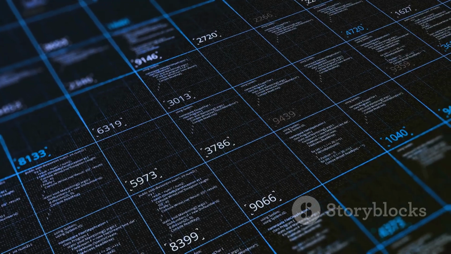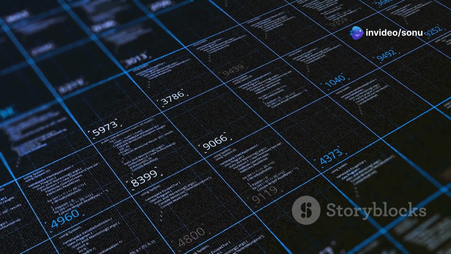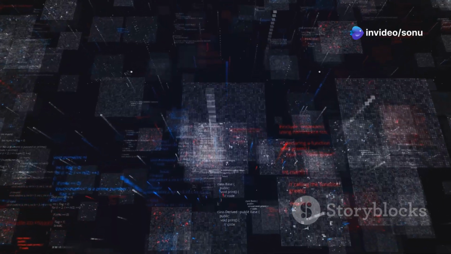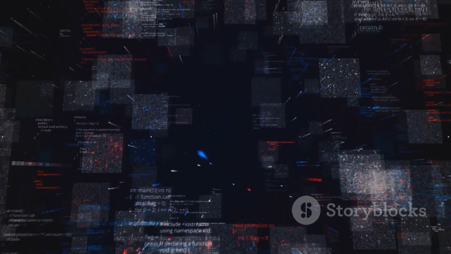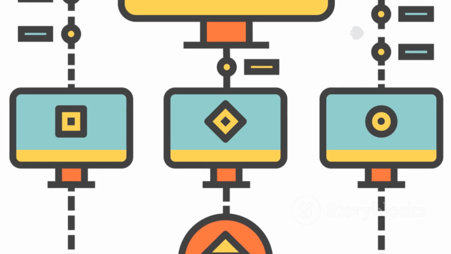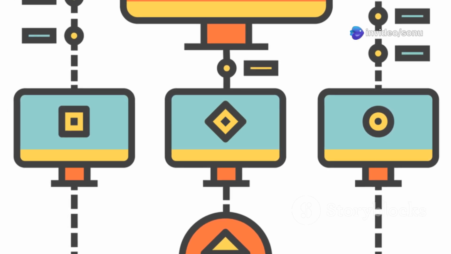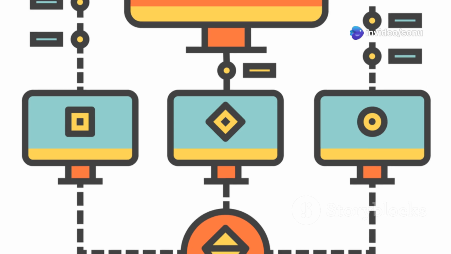TAC breaks complex statements into simple steps, each with at most three addresses: a result, and up to two operands. For example, x = a + b * c becomes a series of simple instructions, each easy for the compiler to process. TAC sits between the front end, which reads your code, and the back end, which generates machine code, making the process modular and efficient.